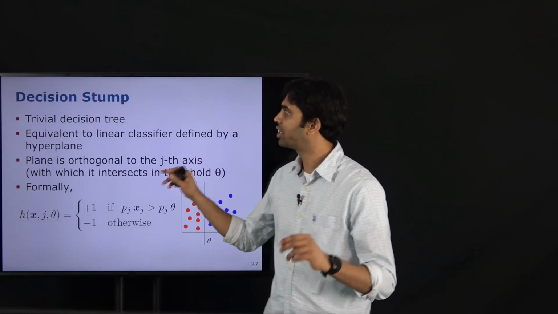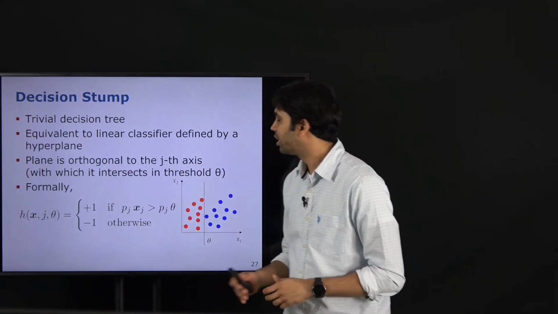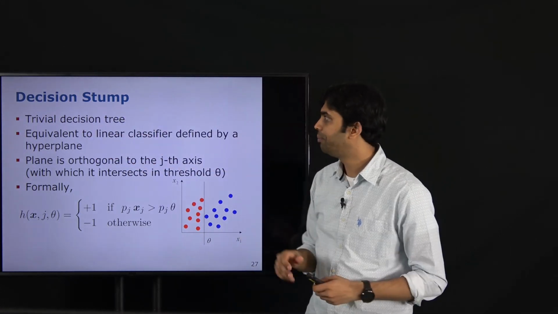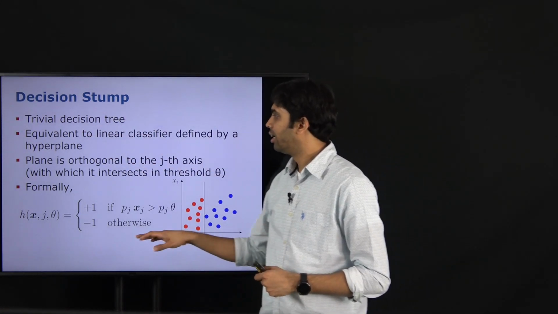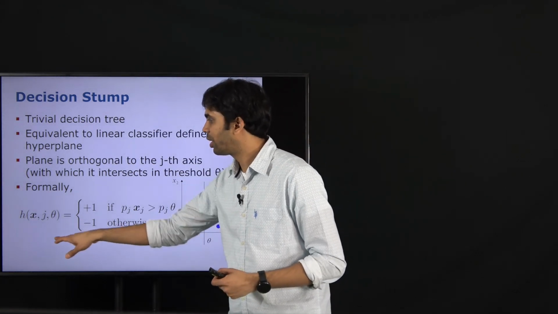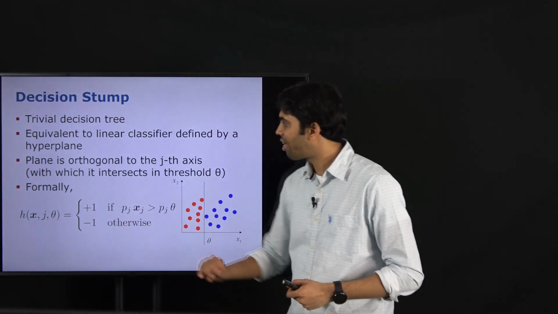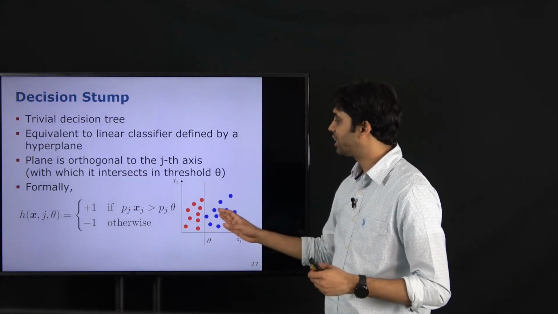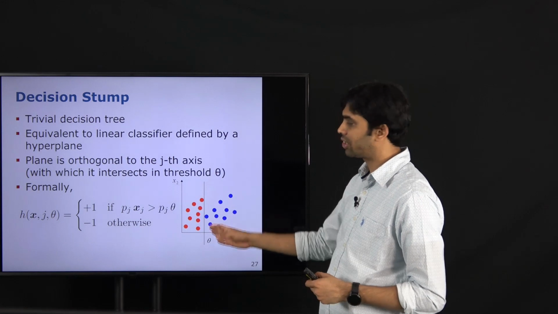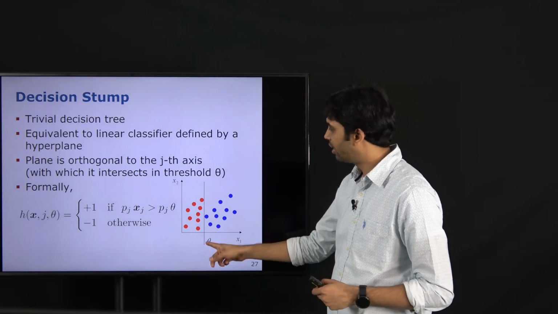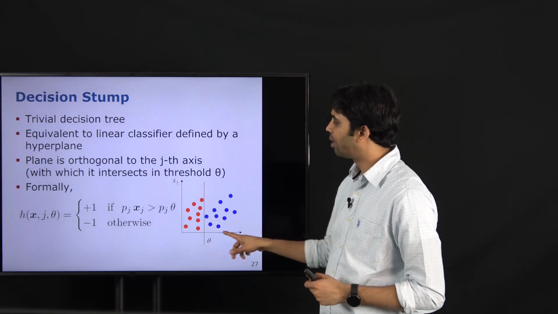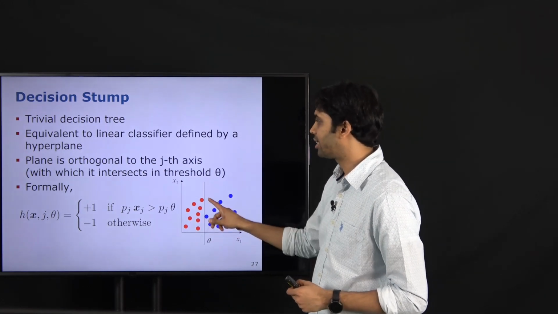So a quick introduction to what a decision stump is. A stump is a trivial decision tree with one level only, and at least formally we note it with this h of x, j, theta. So it might look a bit complex, but essentially a decision stump in 2D is nothing but a straight line. Right? So it's this line here, and what the decision stump says is that if you're to the right, you are a blue example. If you're to the left, you are a red example.